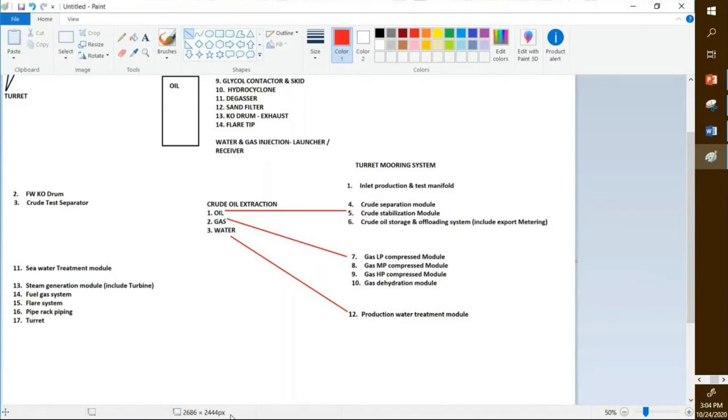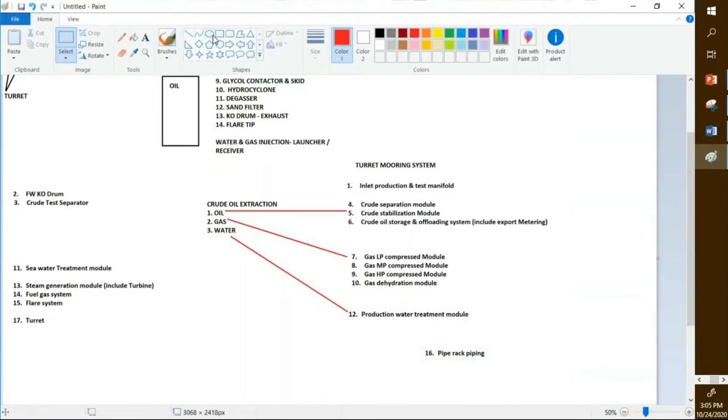Clear? So here pipe rack means it's the connection point. Pipe racks mean the interlink connections from one module to another module. Everywhere the pipe racks will be there. From module to module, for all the module connections, the pipe racks will come into the picture. So for everything, the pipe rack has to be taken care of. So we have to keep the pipe rack here.